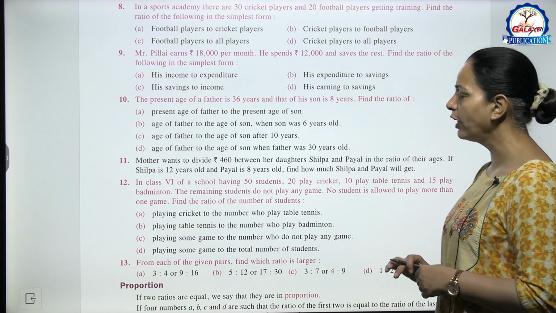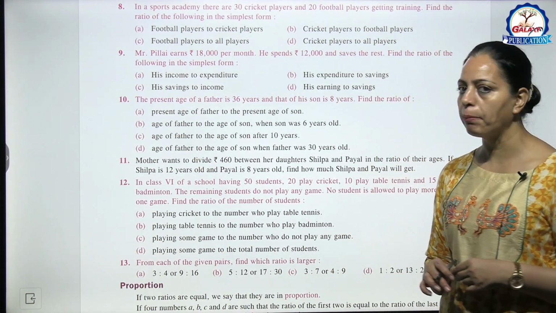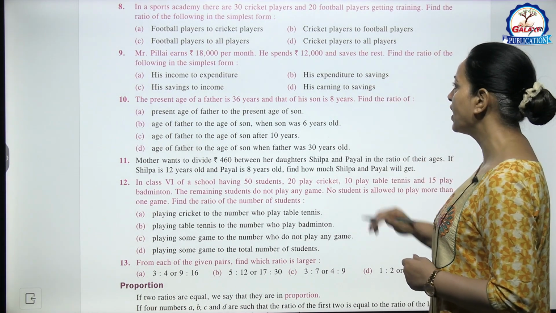Now see here ninth question. Mr. Pillai earns rupees 18,000 per month. He spends rupees 12,000 and saves the rest.